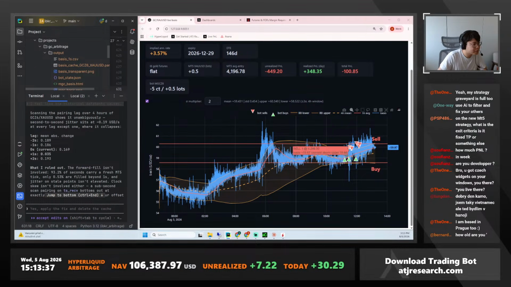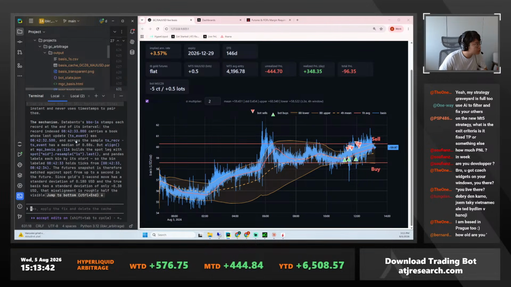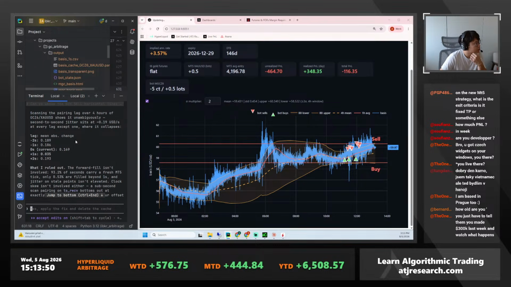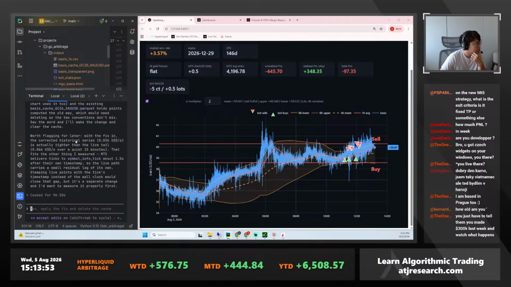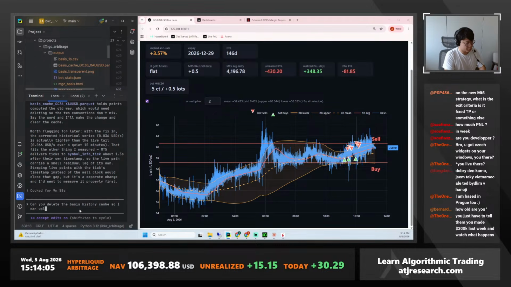So here we have this issue with the charts. Data Bento's BB1 stamps each record at the time of its interval. The record index carries. Okay, there's no more forward fill. So can you delete the history cache so I can upload, we can request new data from Data Bento.